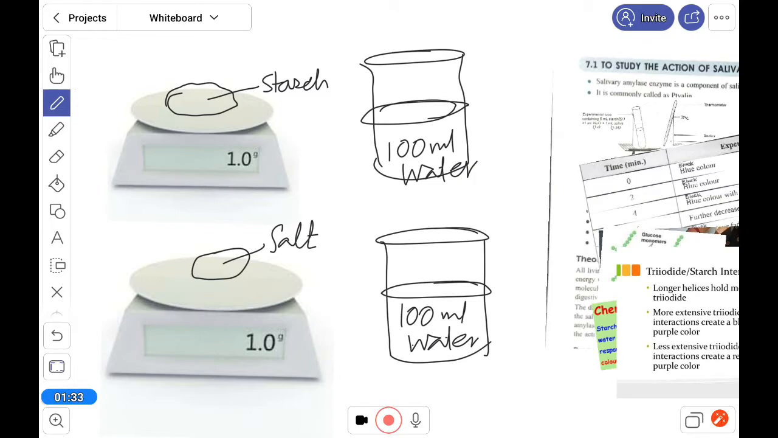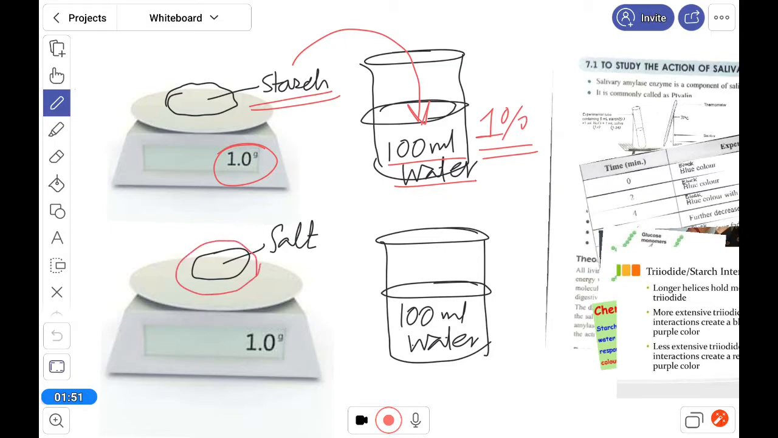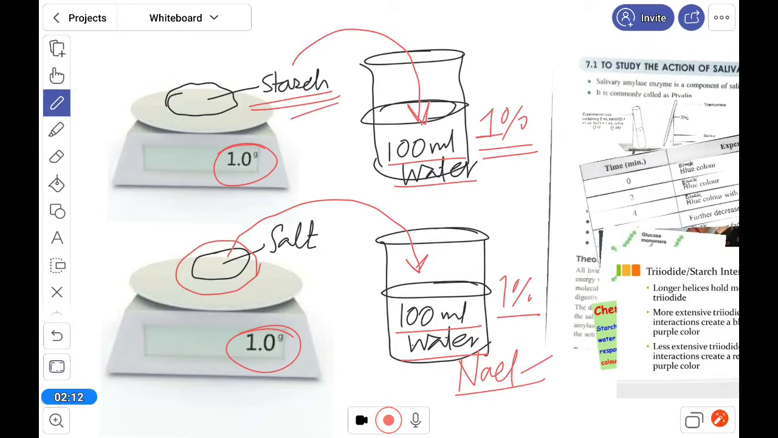First we have to take 1 gram of starch, weigh it, and put it inside 100 ml of water, so that we can make a 1% starch solution. In the same way, we take 1 gram of salt and mix it in 100 ml of water. In that way we can make a 1% sodium chloride NaCl solution. So starch and sodium chloride are prepared in this way.